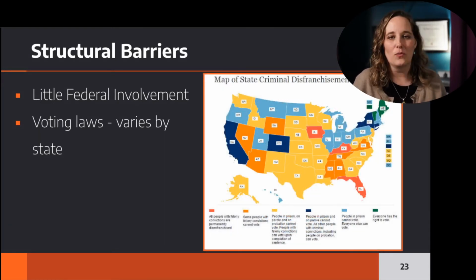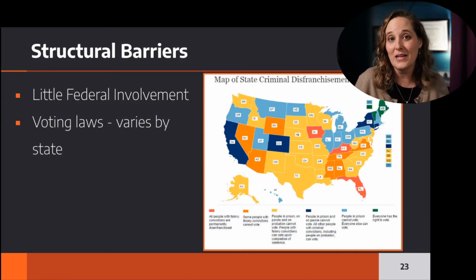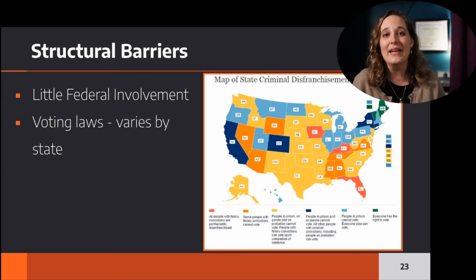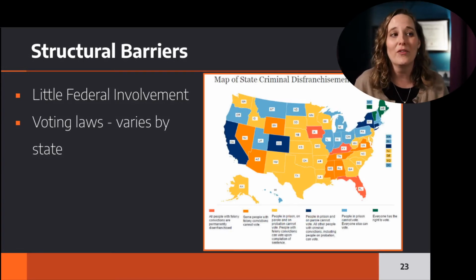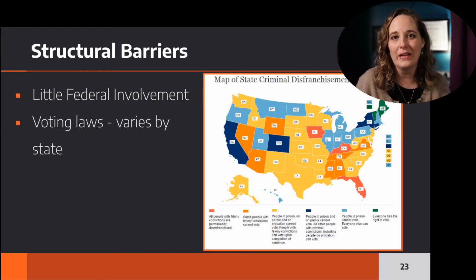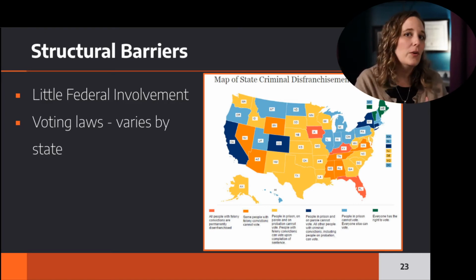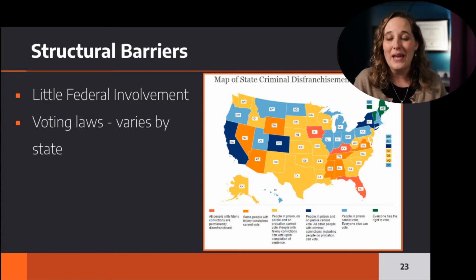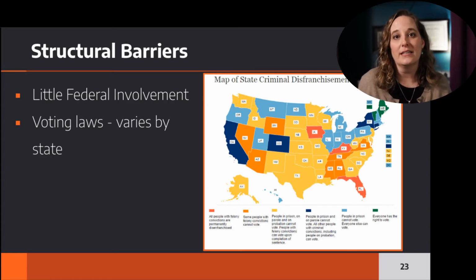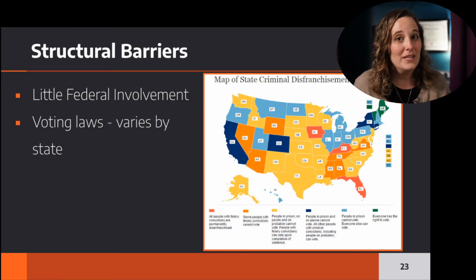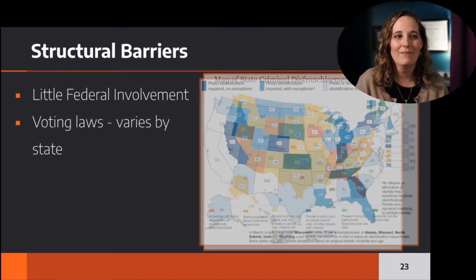Because states run elections, there are sometimes barriers that states put in place in order to prevent people from voting. Sometimes that comes through felony disenfranchisement. If you are convicted of a felony, in many states you are not allowed to vote while you are serving your sentence. Though in some states, if you are ever convicted of a felony, then you are never allowed to vote again. Just depends on the state where you live.